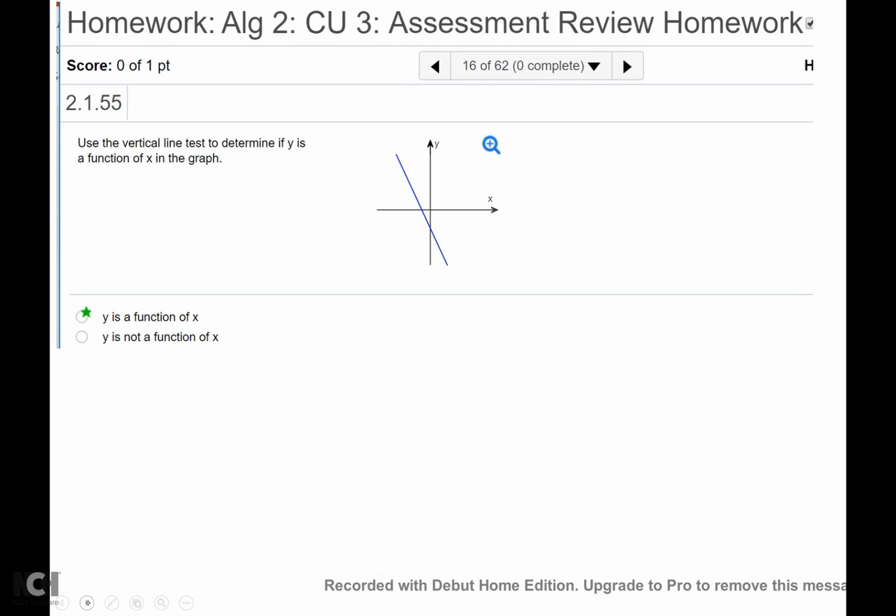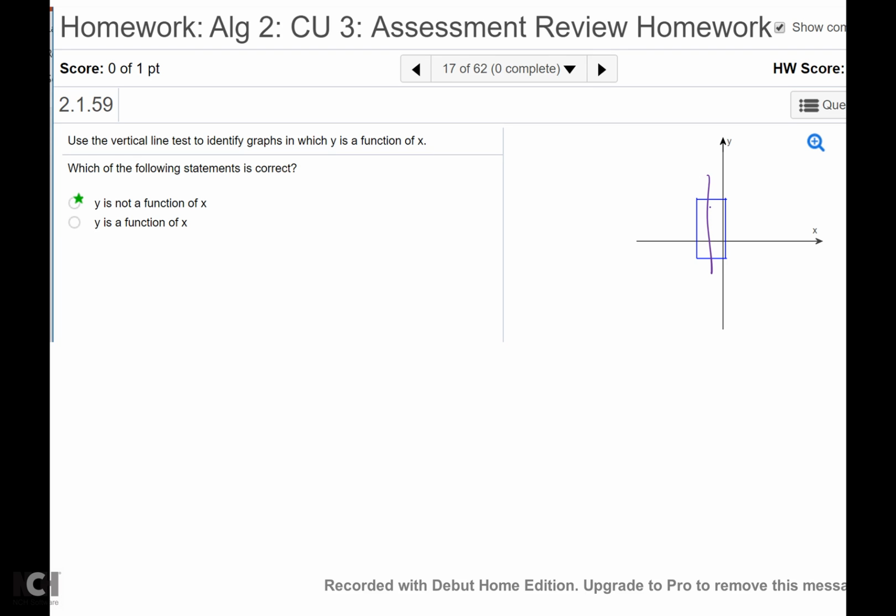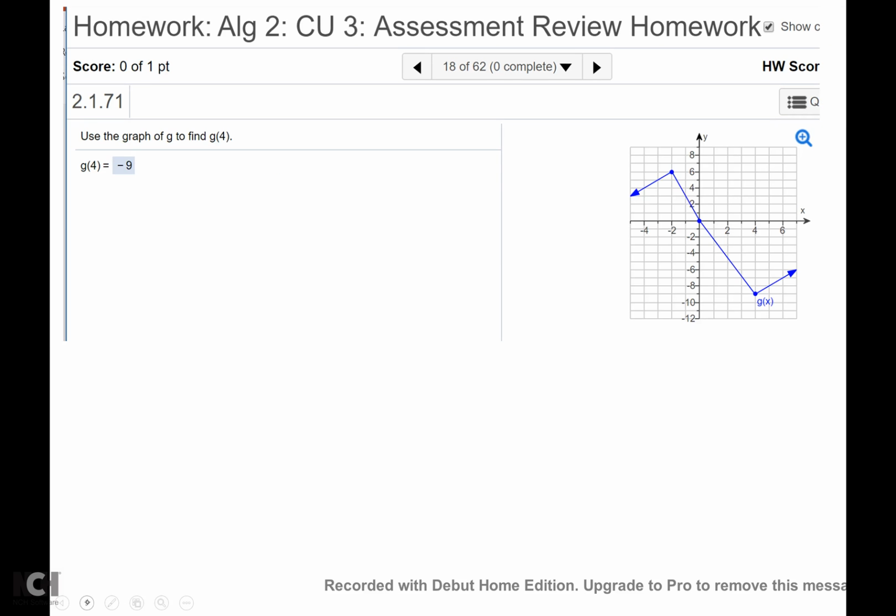Alright, use the vertical line test to determine if y is a function of x. If it passes the vertical line test, it is. If it does not pass the vertical line test, it is not. Not a function, because it doesn't pass the vertical line test.